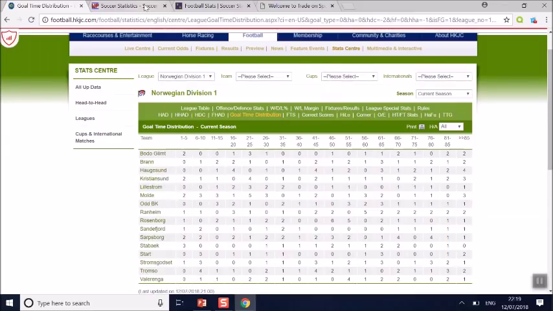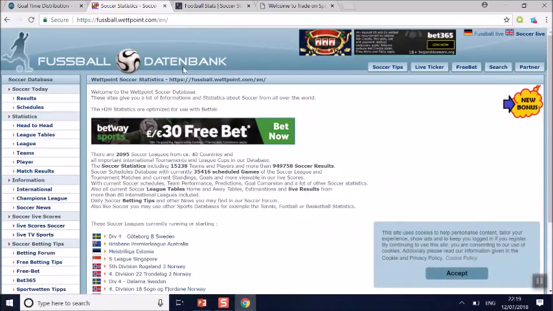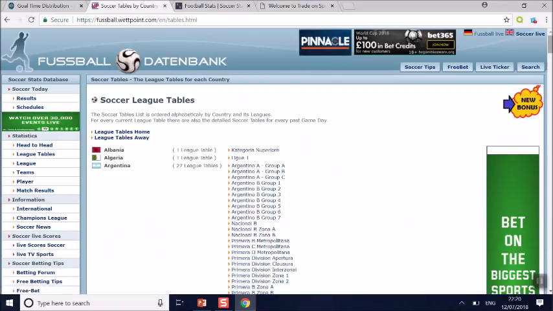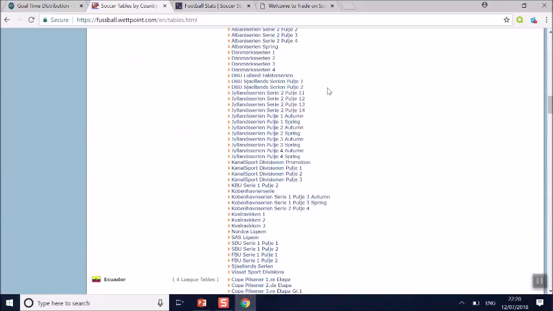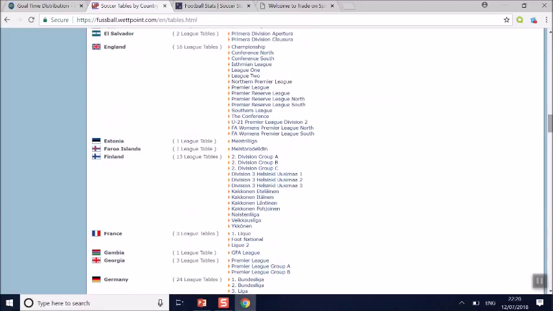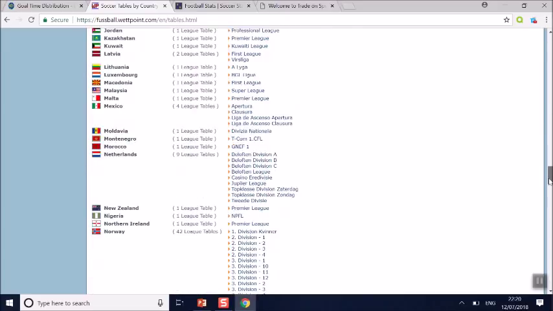The other website I've been using is Fußball Wetpoint. It's actually German, but there's an English version of the website. And again, absolutely love this particular website because it's very, very stats heavy. And so they cover stats for, I mean, look at Denmark. Look at all the different leagues in Denmark that they actually cover stats for. So if you're somebody that likes to place trades 1, 2, 3, 4, or even 5 levels deep into a particular country, going down Division 3, Division 4, Division 5, then this is a great website to utilize.